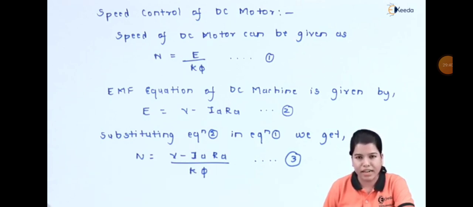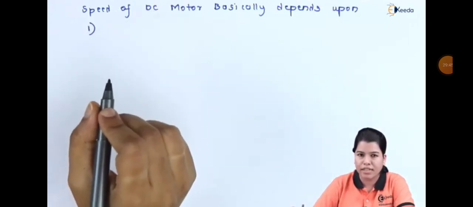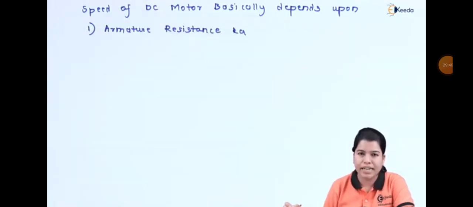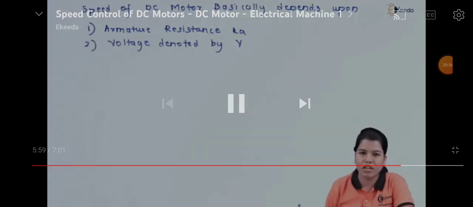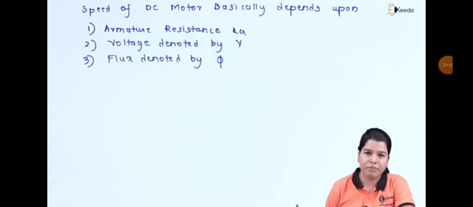So we can write that speed of DC motor basically depends upon, first is armature resistance denoted by Ra, second is voltage which is denoted by V, and third is flux which is denoted by phi. So depending upon these three parameters, there are the three basic methods of speed control of DC motor. These methods can be written as follows.